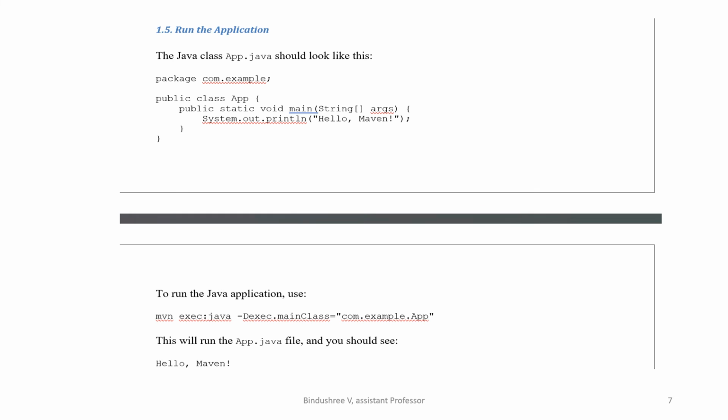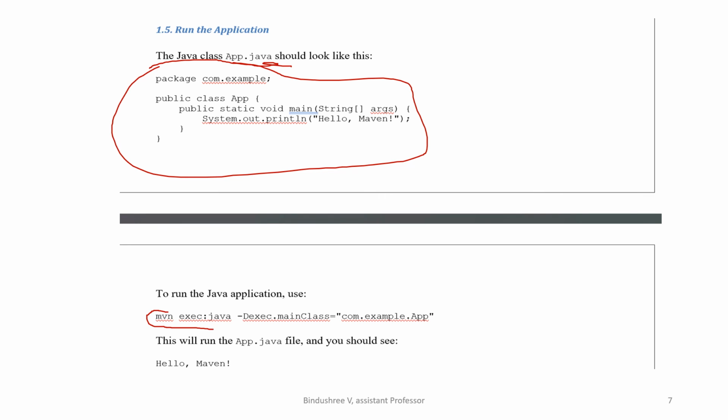After that, this is how your Java file looks. By default, you will have this code inside App.java. No issues, you can just execute the same code itself. If you want, you can modify the code, otherwise you can execute this one. To run the Java application, with mvn exec, we are running one Java application, and your Java application resides in the main class com.example.App. Once you hit enter, you will see the message Hello Maven, and that's all about program 4.